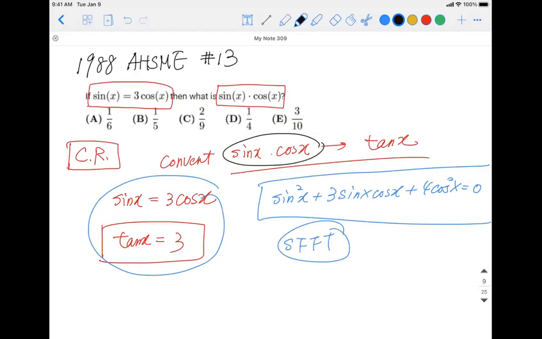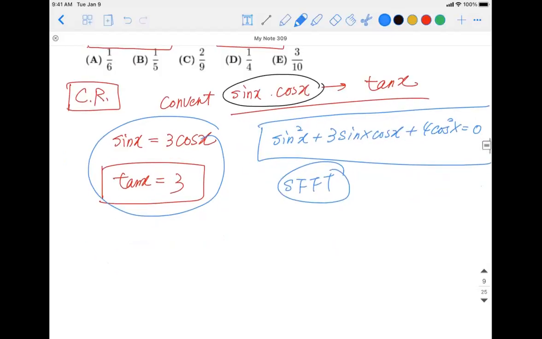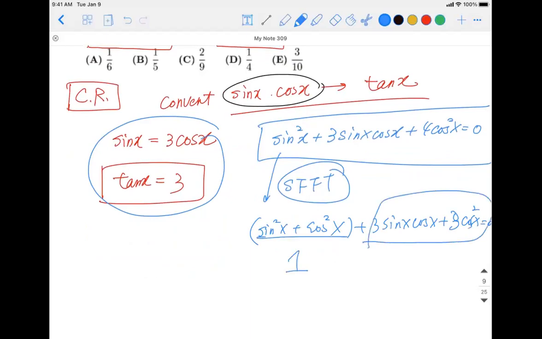Let's follow that. If you want to use the identity equals 1, that's going to be sine squared theta plus cosine squared, plus 3 sine x cosine x plus 3 cosine squared x, equals, so that one will be 1. The following part, how can you convert all of them into tangent? I don't think that's a good idea either. What else? What kind of strategy can you use in order to convert?